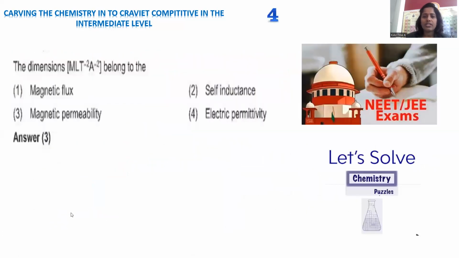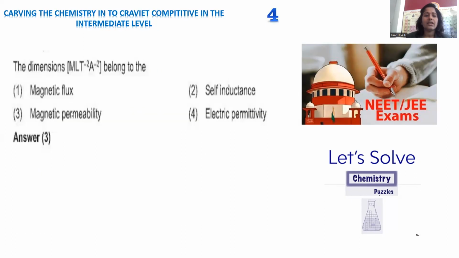Let's move on to question number 4. The dimensions of mole inverse, liter, temperature, atmosphere inverse belong to which term? These are the units provided, so what is the term that belongs to this kind of units?